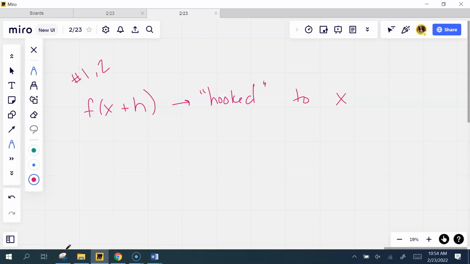So if I'm talking about a quadratic or an absolute value, it's hooked in with that. For example, if f of x is x squared, then f of x plus h would be x plus h squared. That number goes inside, hooked to the x. If that happens and you're adding a number, what did it do to our graph like in number 1? Look at number 1. It moved it left. So this moves it left h units.